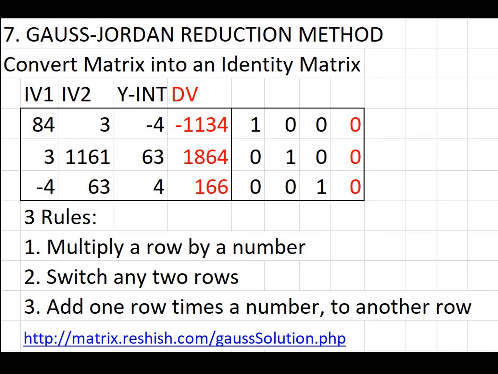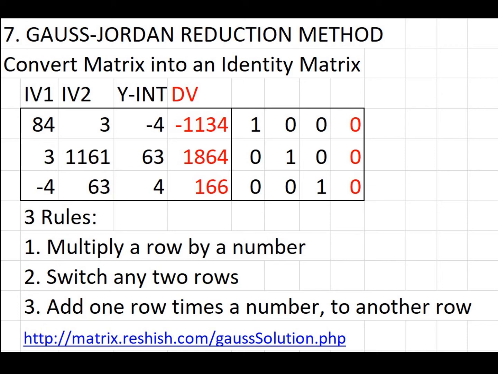In the process of making those arithmetic changes, we're going to create new values, and we're going to transform the identity matrix on the right. Those will give us the values we're looking for to solve our linear regression. Now the 3 rules are very simple. The first is you can multiply a row by any number, but of course all the values in that row have to be affected.